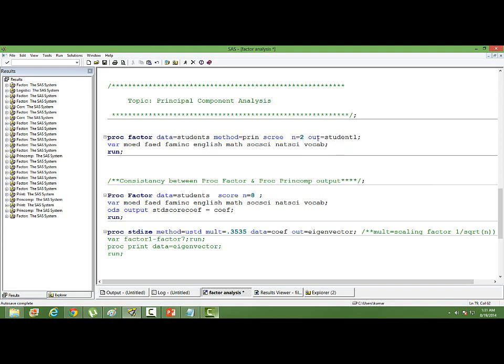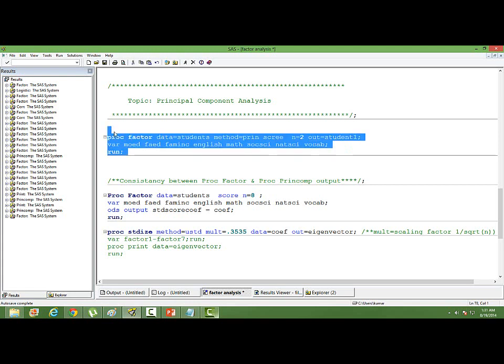Make sure whenever you are using the out statement to save your principal component values, you need to have this n equal to whatever number of principal components you want to save in your data set. In our case it's 2. I'm putting it as 2, much like your n factor criteria in exploratory factor analysis.